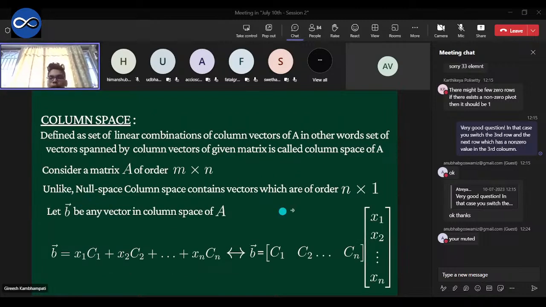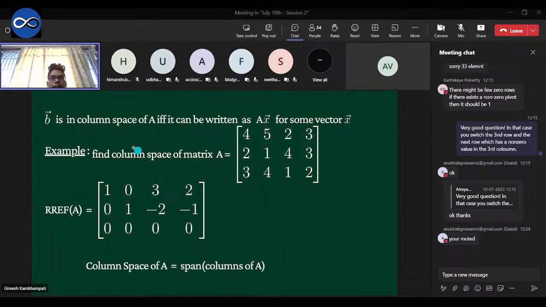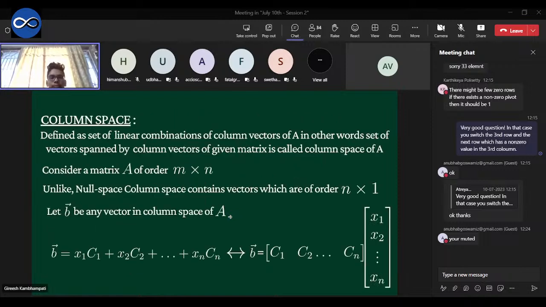In null space, the vectors x bar of order n cross 1 are there, but in column space the vectors are of order m cross 1. If the matrix is m cross n, the column space contains vectors of order m cross 1. I think there is a little mistake here. Unlike null space, where for a matrix of order m cross n the vectors are of order n cross 1, column space contains vectors of order m cross 1. Here there is a small mistake on the slide in the orders.